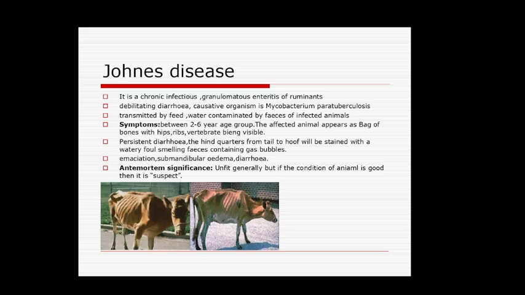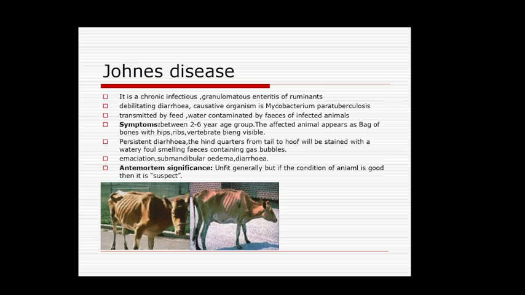This disease is also known as the bag of bones because the animal has persistent diarrhea, and the hair from the tail to hoof will be stained with watery, foul-smelling feces that come as gas bubbles, and there is emaciation, submandibular edema, diarrhea. The antemortem significance is that it is generally unfit, but if the condition of the animal is good, then it is taken as a suspect.